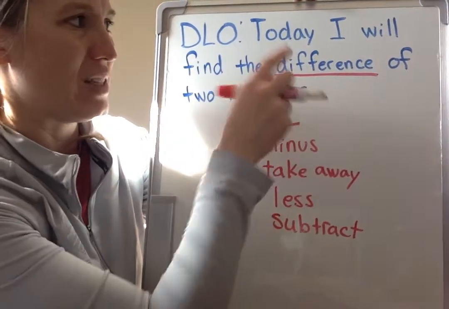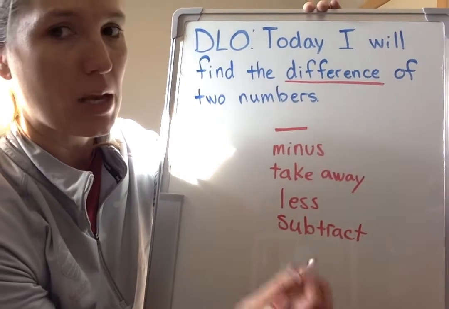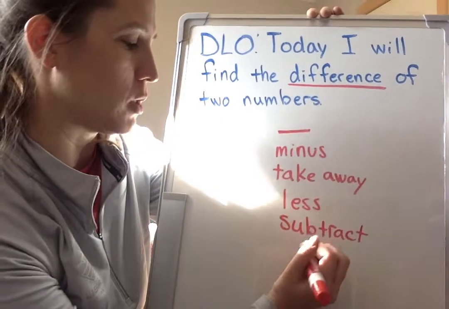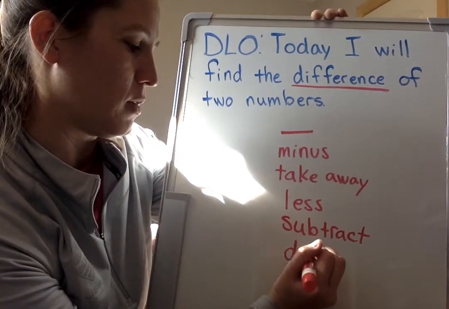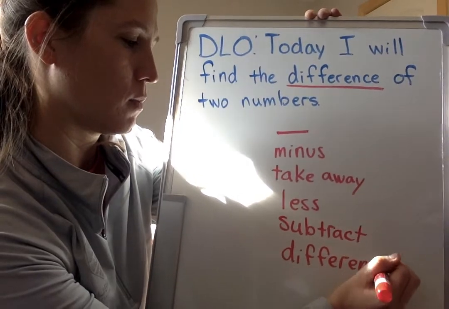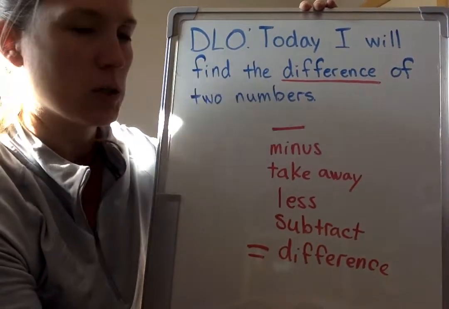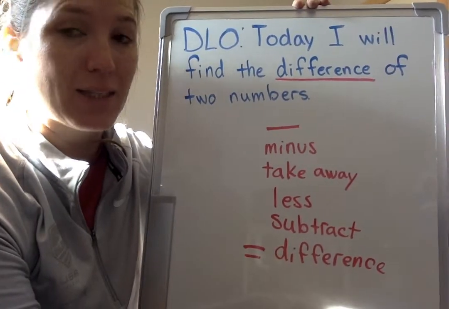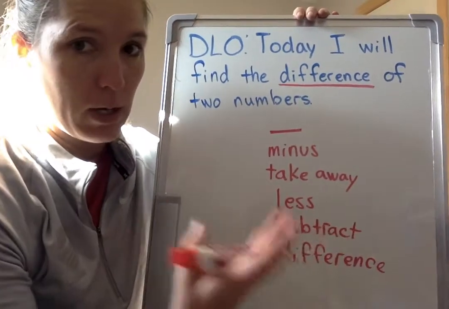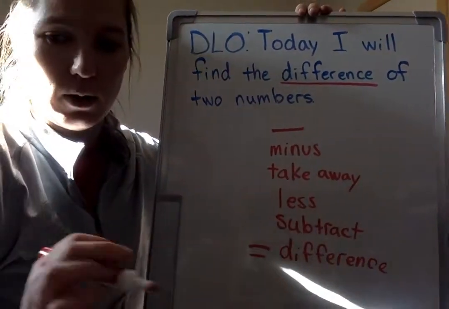We'll find the difference. So sometimes it'll say how many are left. How many are there now? That's what it means. Then we find the difference. So I'll put a little equal sign here. Equal is the difference because when we're equaling with addition, it's called the sum. What's the sum? How many are there? Now we're finding what's the difference? How many are left?